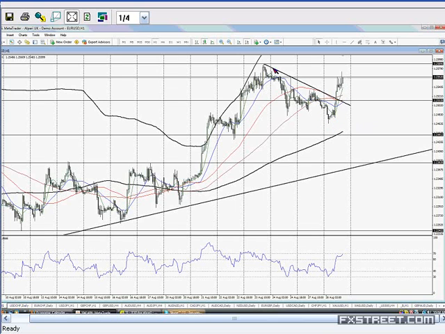If you look at this decline here, it looks like an ABC connector ABC, so it looks like a double 3 in Elliott wave terminology. Basically it's a large ABC correction. And now we have a pretty sharp move up, so it looks like this is a bullish continuation signal here.